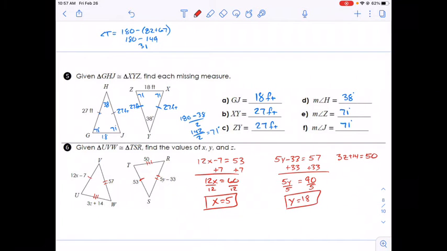So we got our X and our Y now. Now our Z, we're going to subtract 14. Okay, that's going to be 36 is equal to 3Z. Notice I put the little slash through my Z so they don't look like a 2. Divide by 3. And Z is equal to 12. So we get X, Y, and Z.